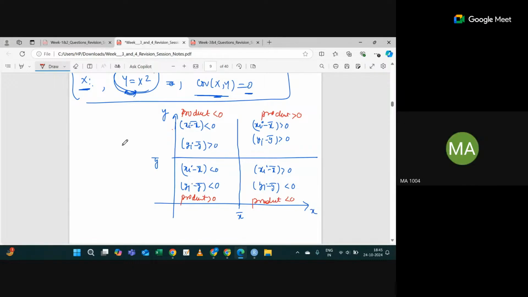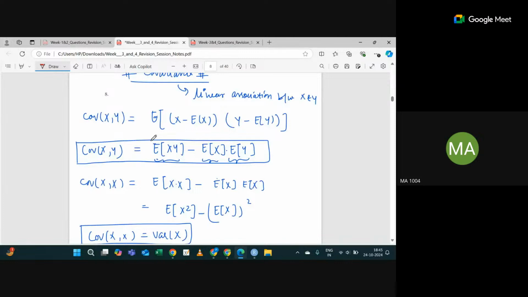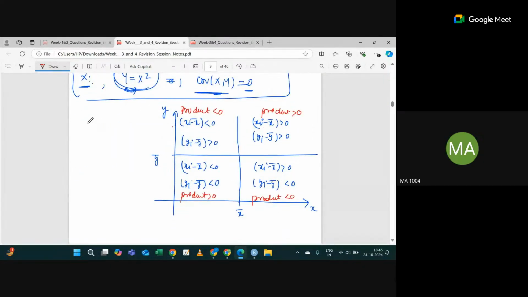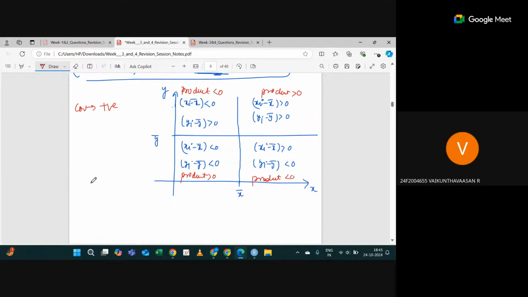So in the covariance formula, you can see we have to look at the product of x minus expectation of x, y minus expectation of y, right? So when can you say covariance is positive? I can say covariance is positive when, you can relate with this part, the product is positive. Product of these two is positive, right? Yes or no? Yes. You can relate.